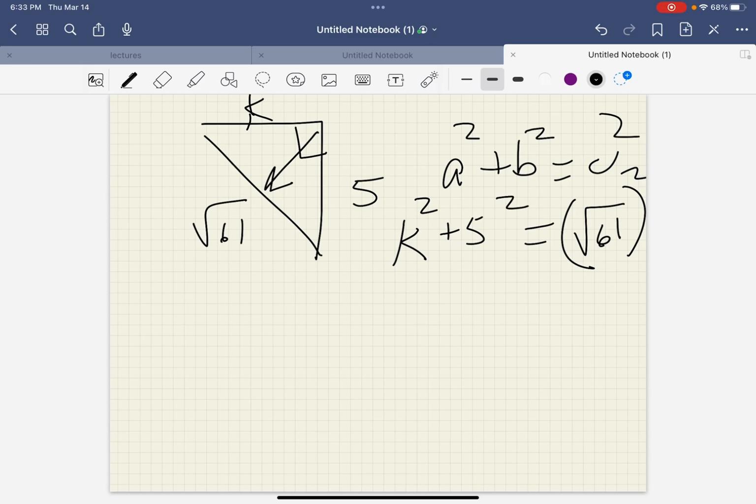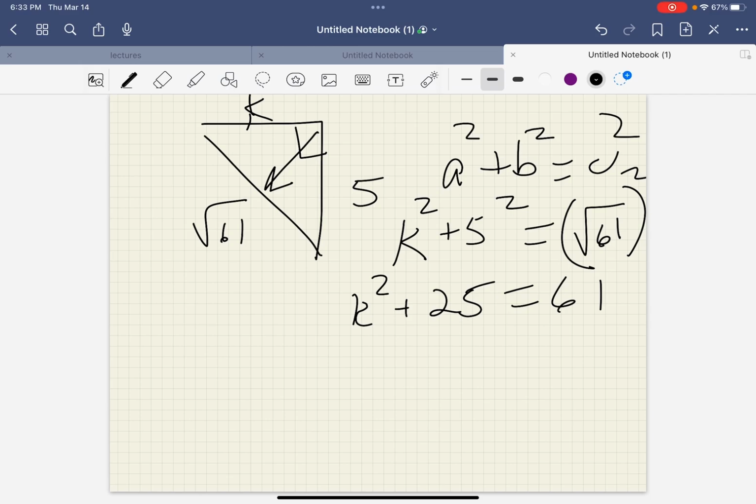All right, so that's K squared plus 5 squared, which is 25. And now what is the square root of 61 squared? What's the square root of 2 times square root of 2? It's 2. So the square root of 61 times the square root of 61 is 61. Okay. All right, now we work it.